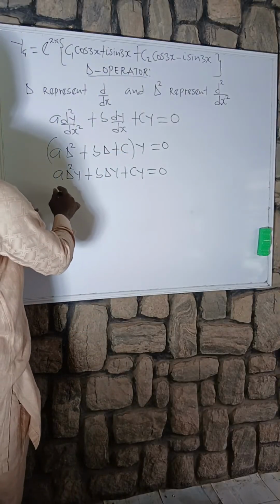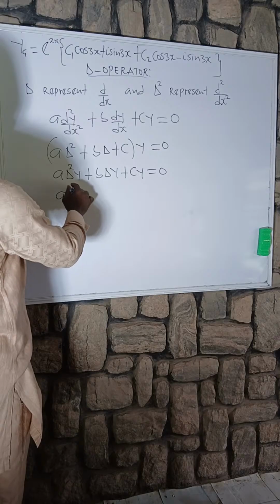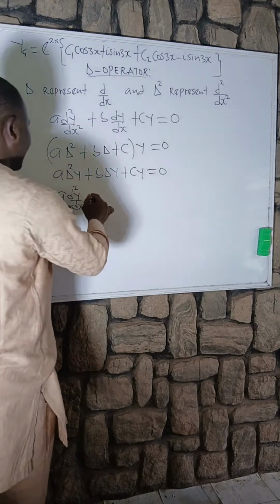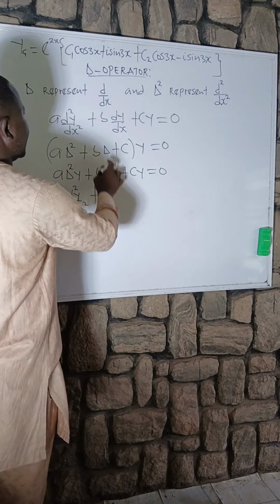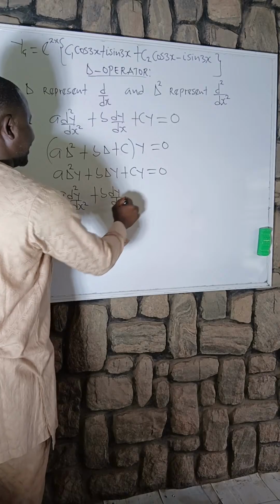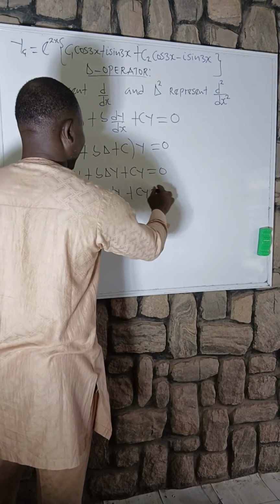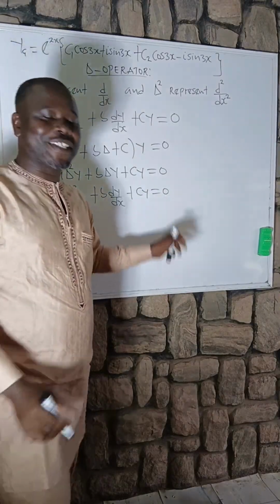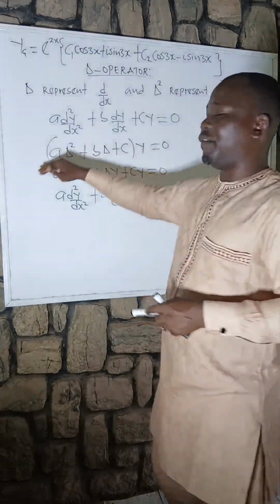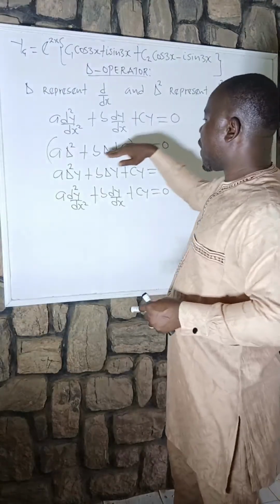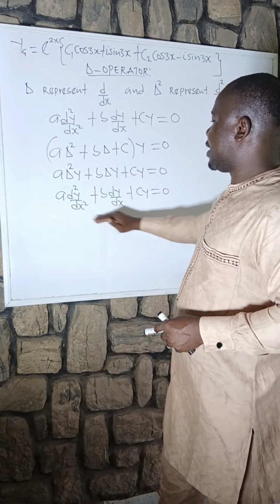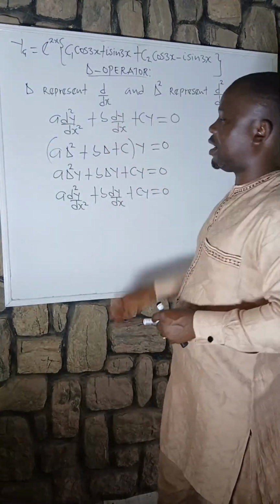So it means this is the same thing as a d squared y all over dx squared. Can you see now? Then plus bD is D, but mind you, there is y here, b dy all over dx. Then plus cy equals to what? 0. So you can now see that you are not confused. You are able to understand why y is factored out. Can you see now? So you can now see that we still get back the same differential equation.